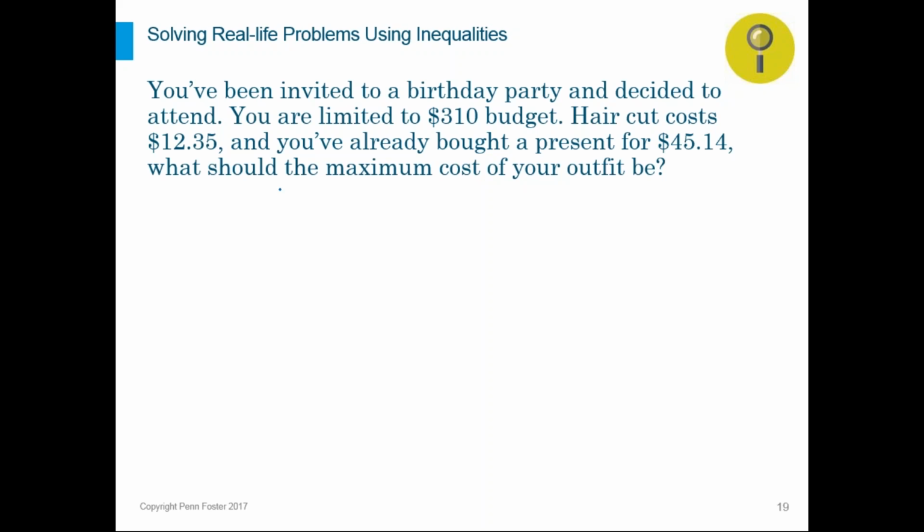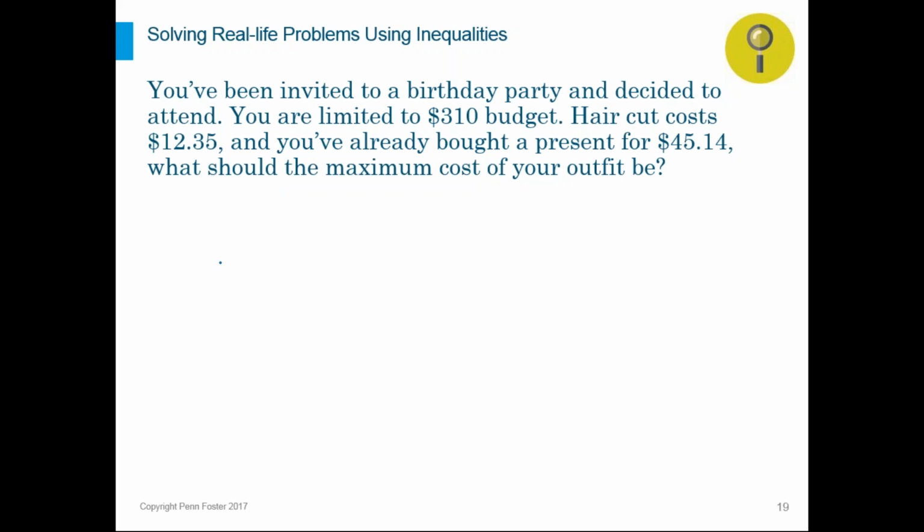So it means that if you add up the cost of the haircut plus the cost of the present plus whatever the cost is for the outfit, it should not exceed 310. It may equal 310. That's okay. That would be we are on budget, but if it's under, that is good too, because you always want to keep yourself under the budget.